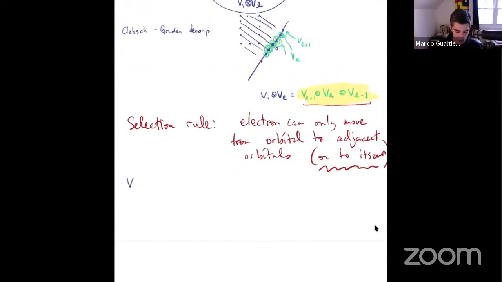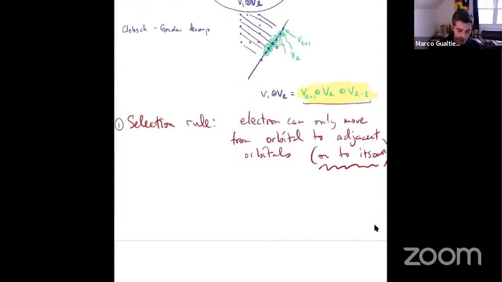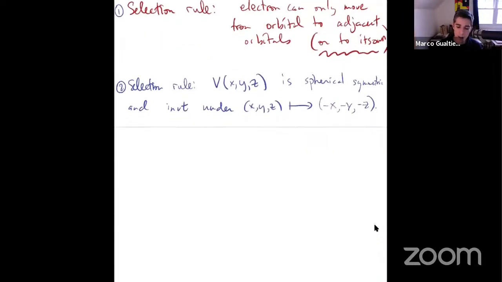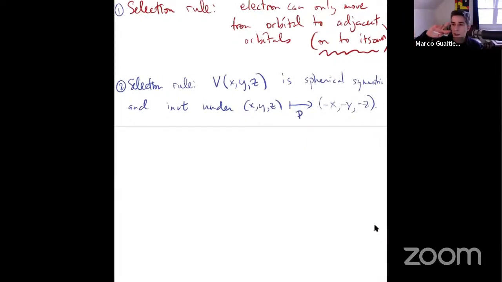But let me give a kind of direct explanation for it. There's another selection rule. The potential function is spherically symmetric, and is invariant under x, y, z sent to minus x, minus y, minus z. This is a transformation of 3-dimensional space, which is called the parity transformation.